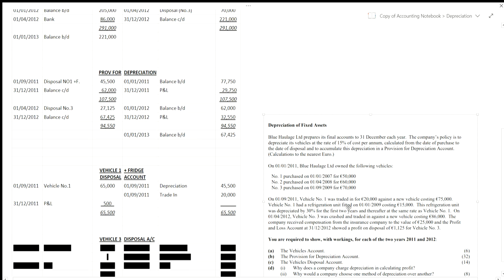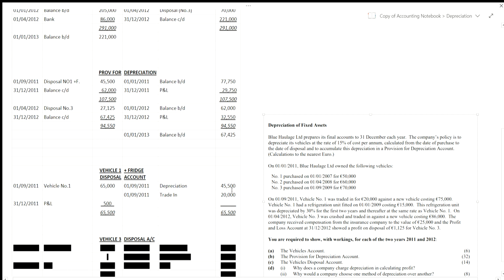It said that vehicle number 1 was traded in for 20 grand against a new vehicle. It had the fridge fitted in, and that's the information about the depreciation. So I can see that vehicle number 1 was traded in for 20,000. So they got 20 grand when they traded it in. So if I'm trying to find out if they made a profit or loss on the disposal, I'm going to put the 20 grand in here on the credit side, away from the cost. So it's going to be on the credit side with the depreciation. These two figures are in here on the credit side, and I just have 65,000 on the debit side.